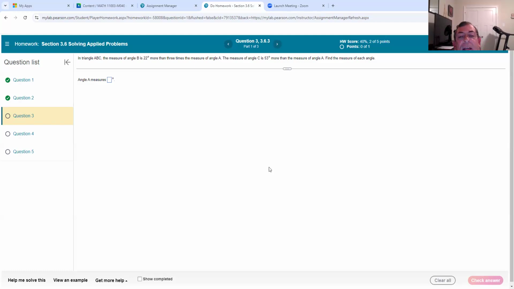Then it says angle C is 53 more than the measure of angle A. So that sentence will be A plus 53. Now notice what they say. Find the measure of each angle. All right, so we're going to work this one on the pad, definitely.